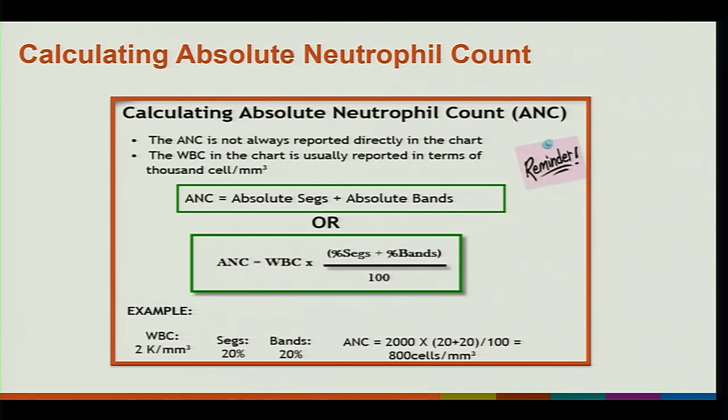This calculation is available in the BSI chapter if your laboratory does not provide an absolute ANC.